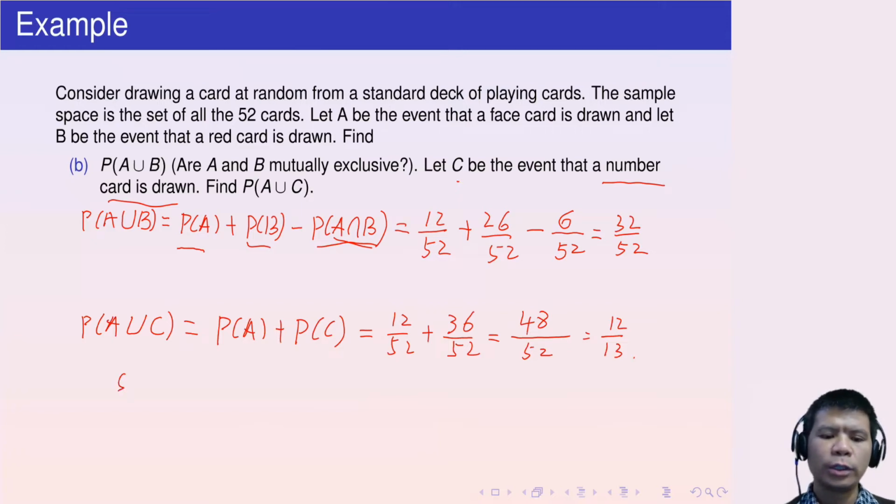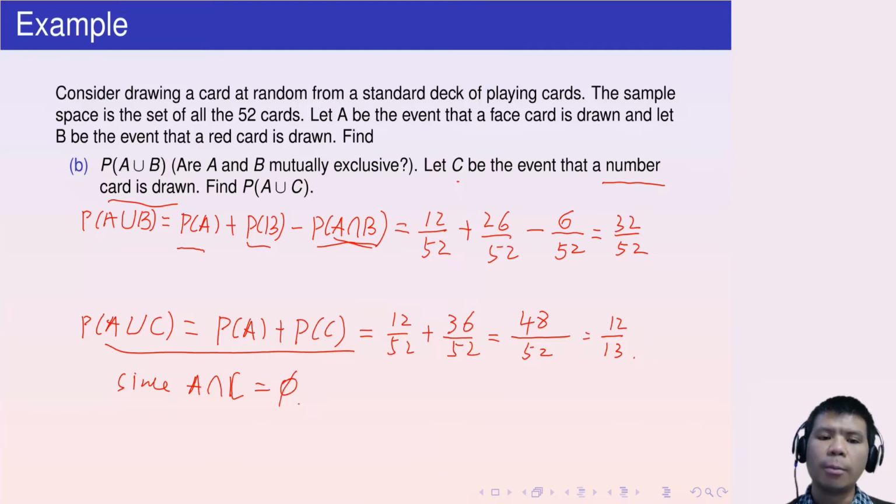Now this equation holds since A intersect C is a null event. In other words, A and C are mutually exclusive. So therefore, we have this one equals this. Okay, so that's the addition rule. What is the addition rule? The addition rule is used to find the probability of the union of 2 events. All right, the union of 2 events.